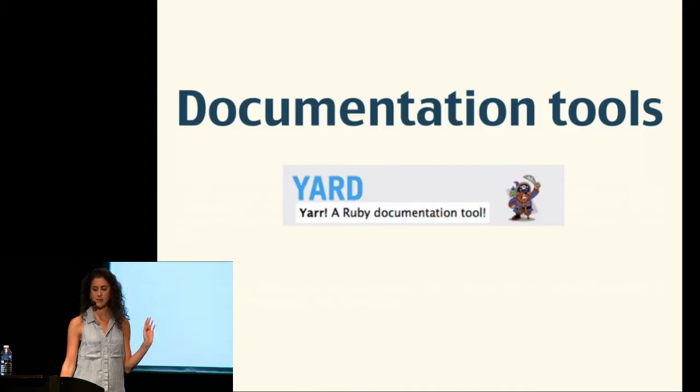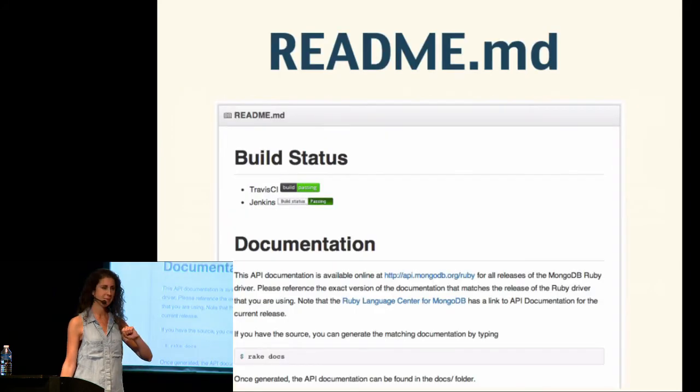And we use YARD for documentation. READMEs, I think, should be short and sweet. I don't think they should be tutorials. I think a README should be sort of an abstract. Someone's interested in your gem, they go to GitHub and they want to see why they should use your gem, and maybe some small examples of how to use your API. READMEs should be the top level, simple information about your gem, and then you can have your tutorials and guides elsewhere.